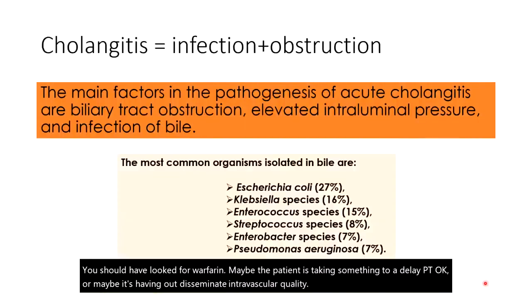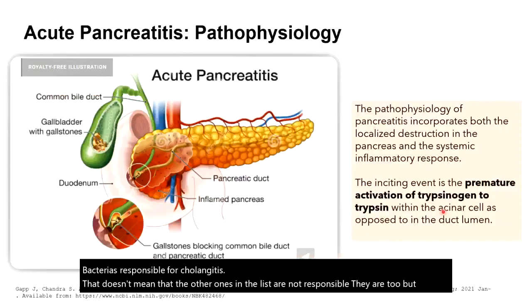Okay, let's talk a little bit about cholangitis. Cholangitis is infection plus obstruction. The gallbladder cannot excrete bile, there is elevation of pressure, and then comes infection. Escherichia, Klebsiella, Enterococcus are the most common bacteria responsible for cholangitis. That doesn't mean that the other ones in the list are not responsible. They are too, but the first three are the most common ones.